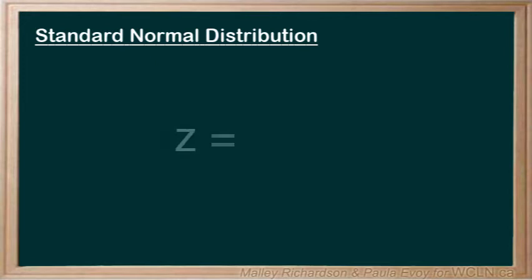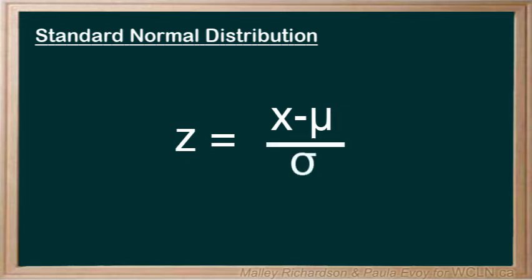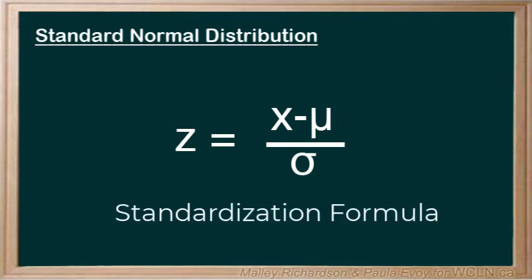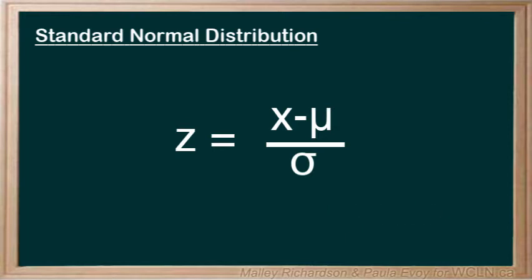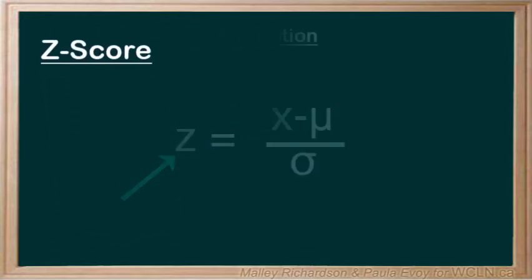Z-scores are calculated by subtracting the population mean from an individual raw score and then dividing the difference by the population standard deviation. This is called the standardization formula and allows us to convert from a normal distribution to a standard normal distribution. From this formula, the z-score will be the main focus of our lesson.